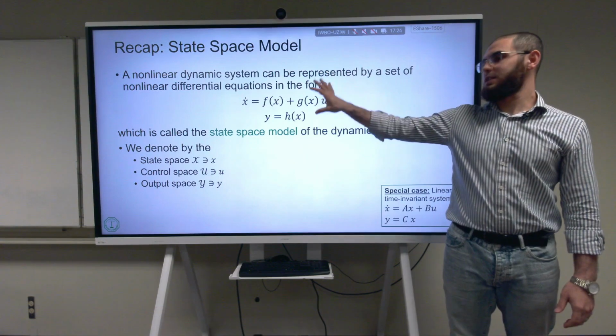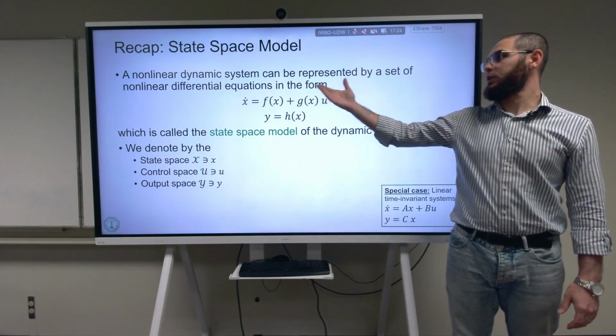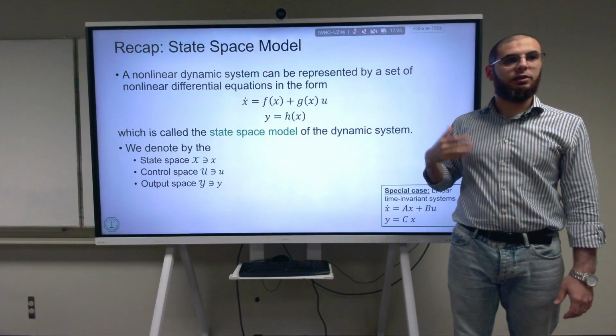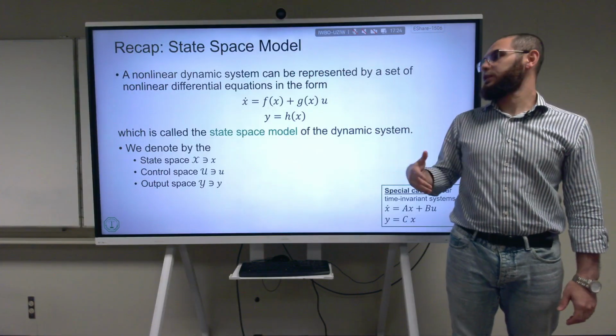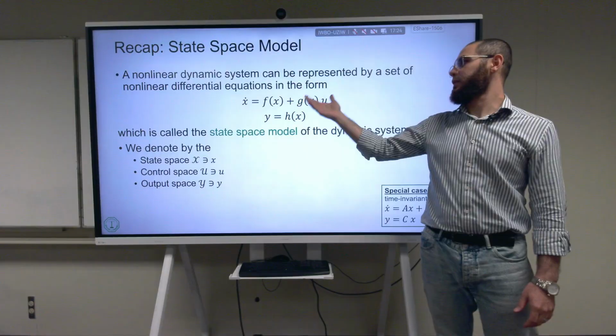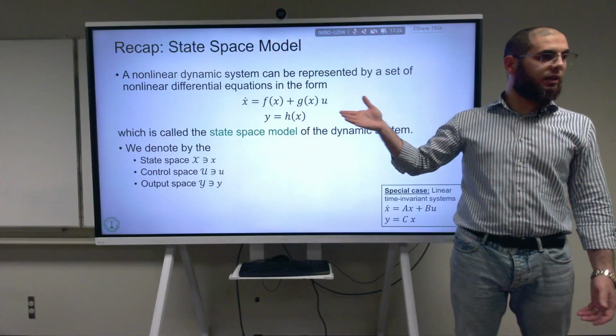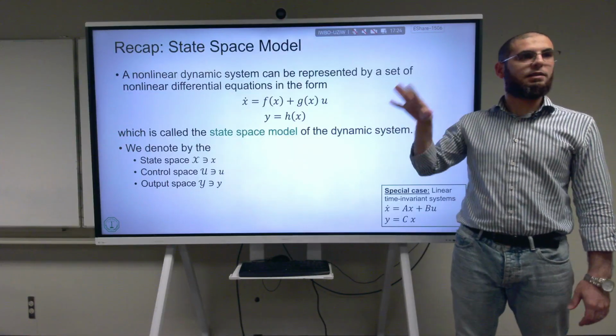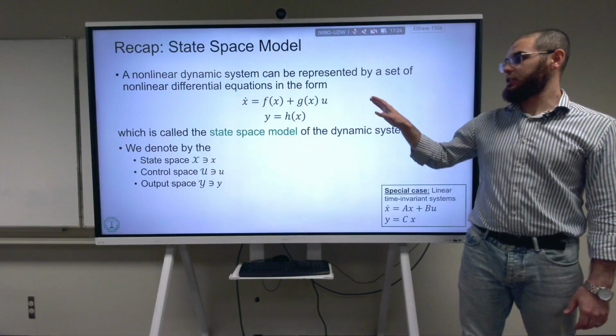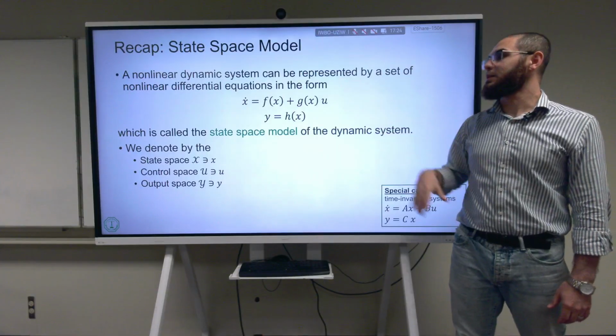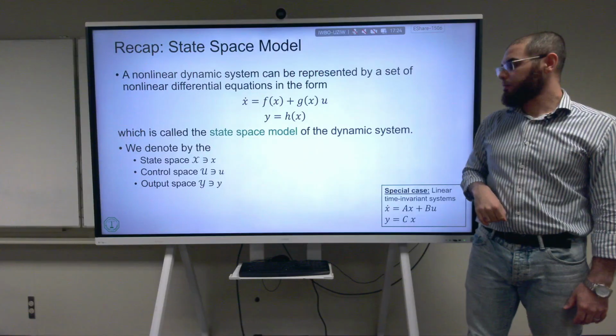We are considering systems of this form, right? State space models that are nonlinear ordinary differential equations of the form x dot equals f of x plus g of x multiplied by u. So u here appears linearly in the dynamics. However, f of x and g of x can be nonlinear functions of x, similar for the y, which is the output.